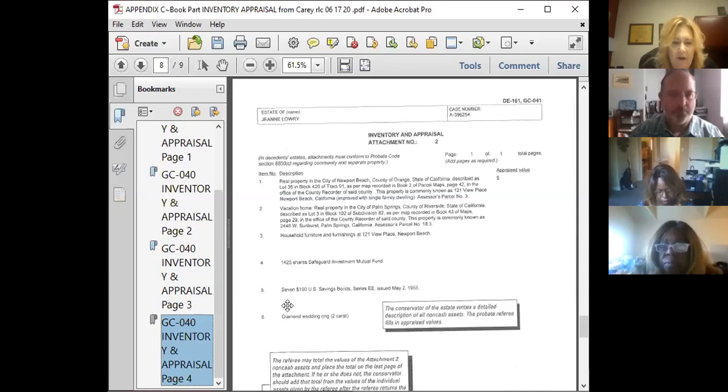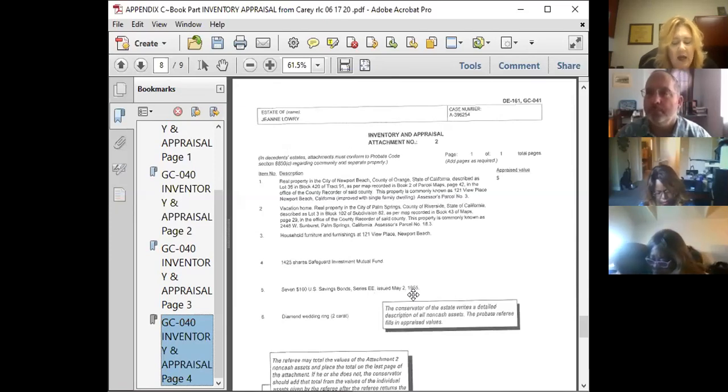Example number 5 says there are 7 $100 US savings bonds that were issued on this date. I'm not sure many will have that on their inventory and appraisal, but maybe. Again, you do not give value. You leave that blank.